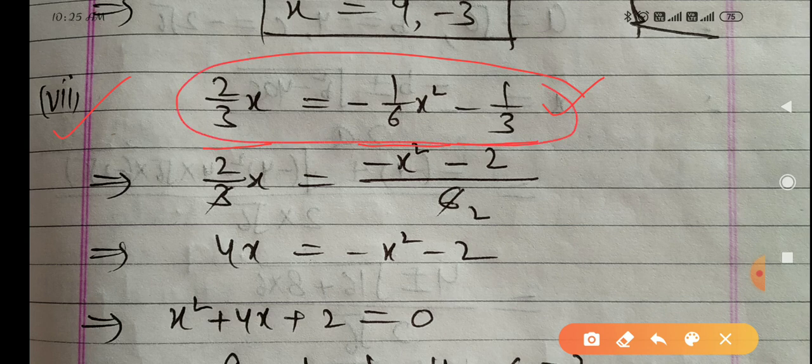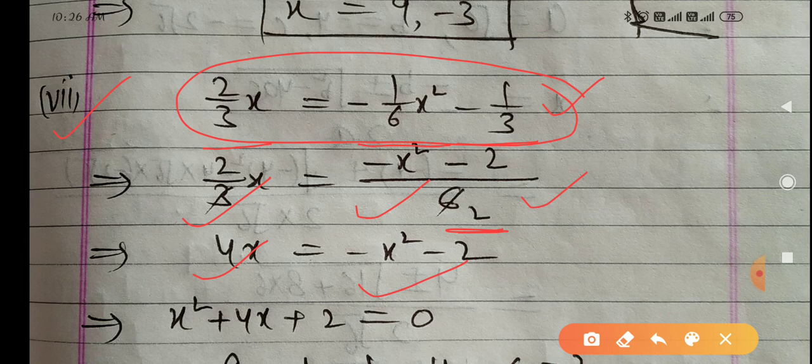First you convert it into standard form by simplifying it. So 2 upon 3x is the same; in the RHS you take the LCM. So minus x square minus 2 upon 6 will come in the RHS. Now 3 to the 6, I am simplifying and cross multiplying. So 4x equals minus x square minus 2. Now you can take all the terms to the LHS, and make the RHS 0 to convert it into standard form.